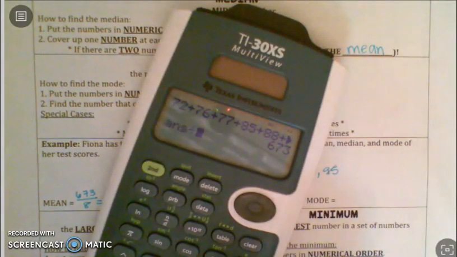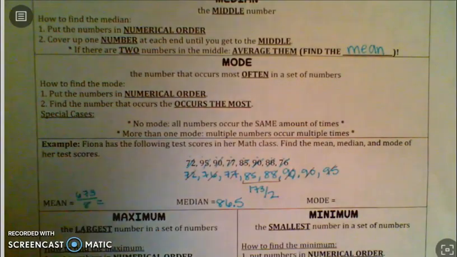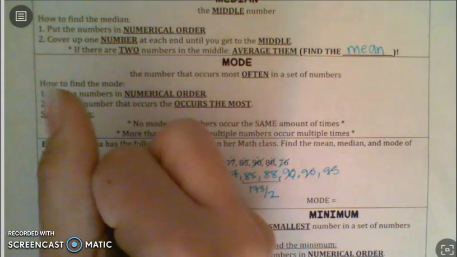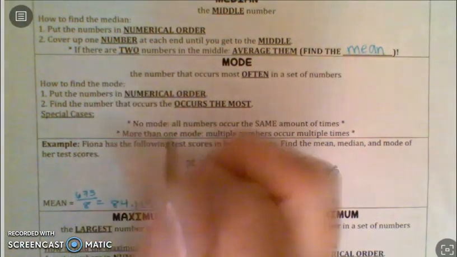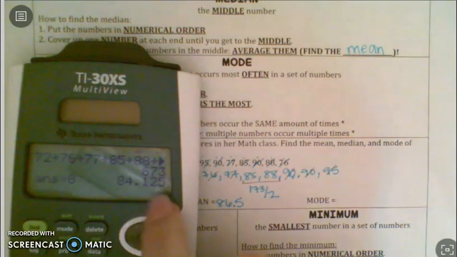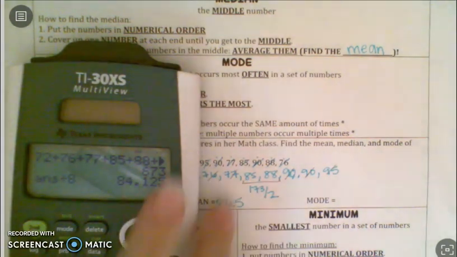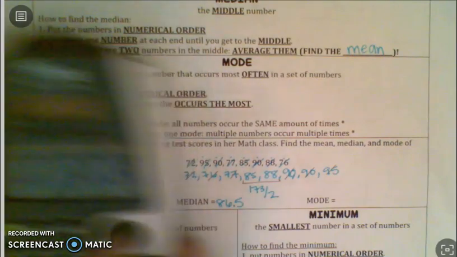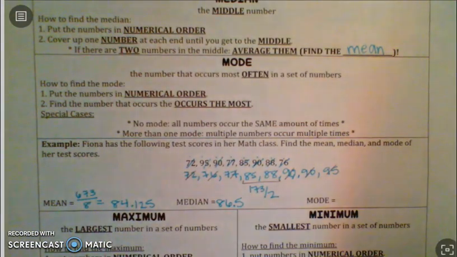So I take that, divide by 8, I get 84.125. Normally we do 2 decimal places, but in the calculator it stopped. So when it stops like that, put all of the numbers. Usually it'll be 1, 2, or 3 numbers.